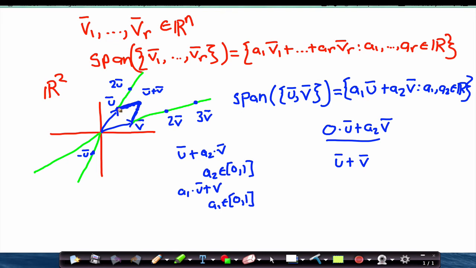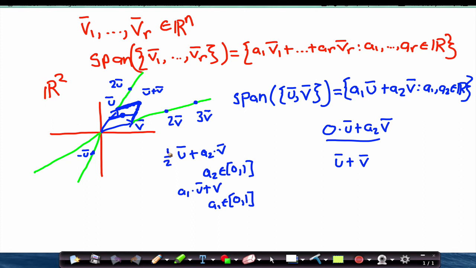And see, now if I translate this line segment maybe to here, everything here will also be in the span. Because now instead of starting with u, I can maybe start with, say, 1/2 times u plus something between 0 and 1 times v. That will give me everything along this line, right? So for example, this point here is maybe 1/2 u plus 1/2 v.